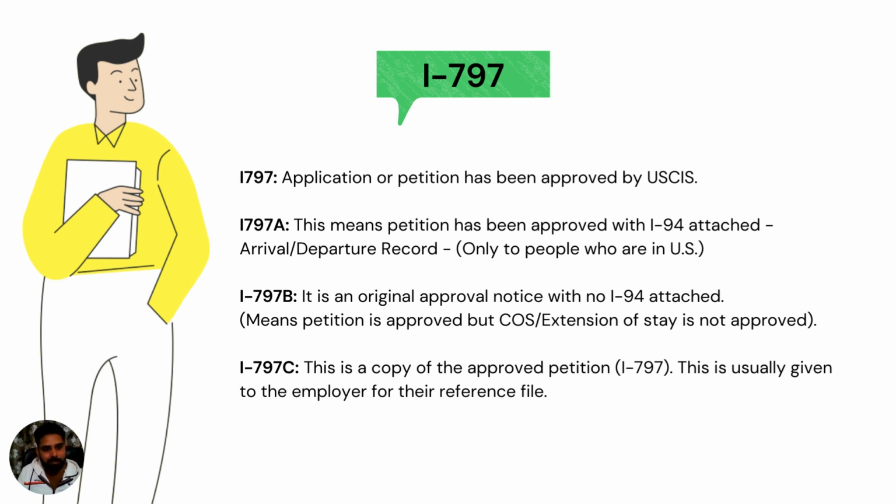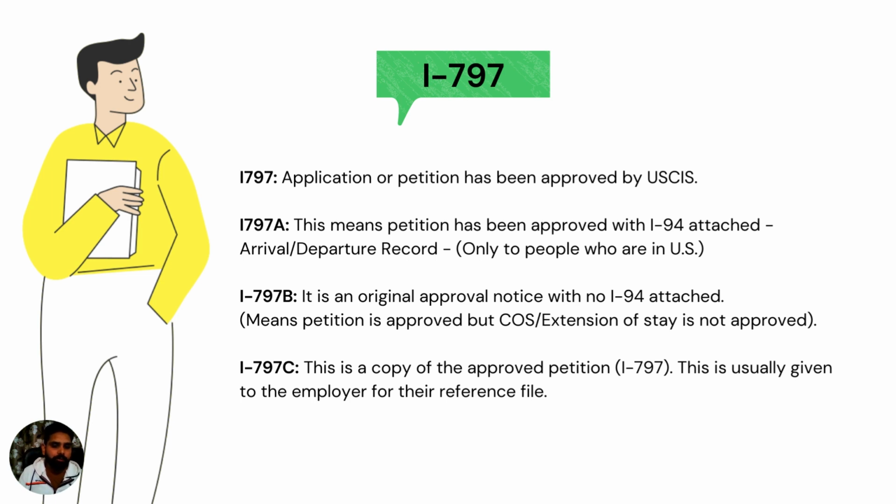Now I-797B. B means your petition has been approved, but no I-94 is attached, meaning an extension of stay is not approved. Your extension of stay in the US is not approved; that is what I-797B says. Now I-797C. C is the copy. Sorry, that is the copy of the original approved petition I-797. This is provided to the employer for their reference. So I hope you are good with all the I-797 forms.